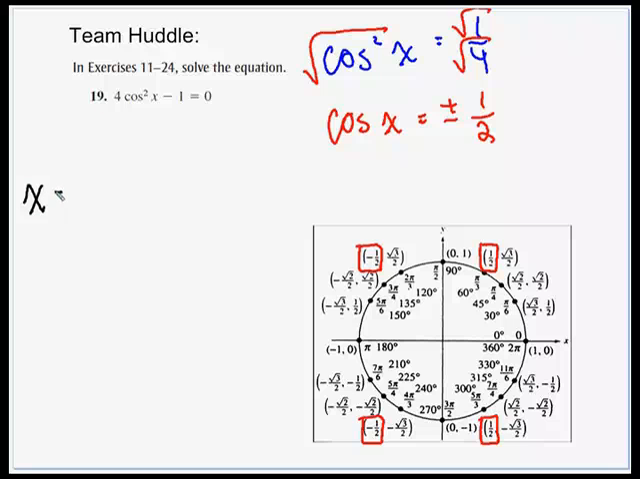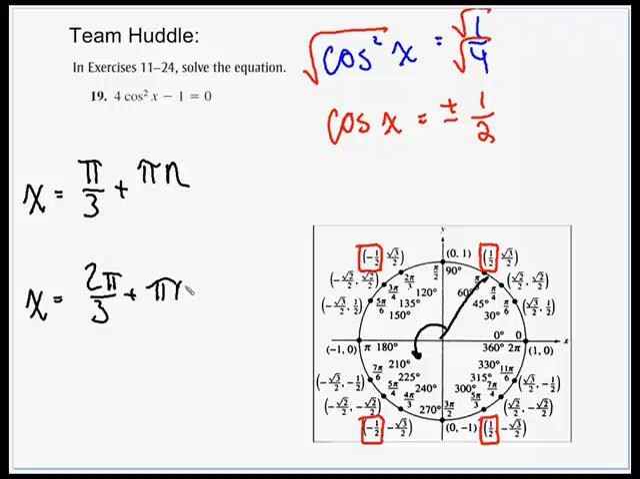So our answers are x equals pi over 3, our first coordinate angle, and every 1 pi after that, plus pi times n. And then we have another solution here in the second quadrant, that's at 2/3 pi. And every pi n after that.